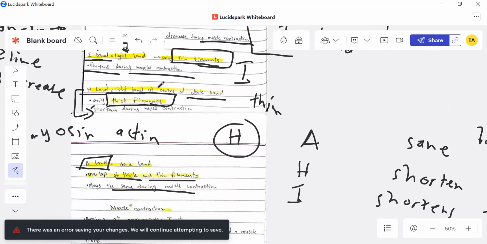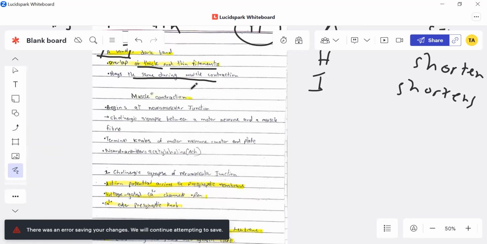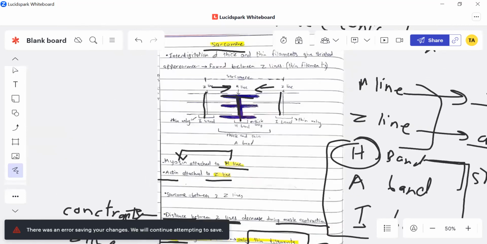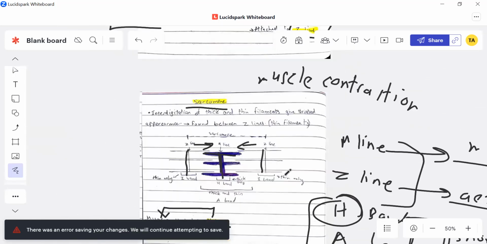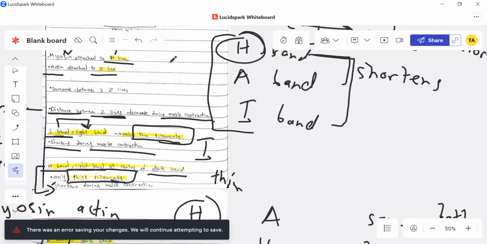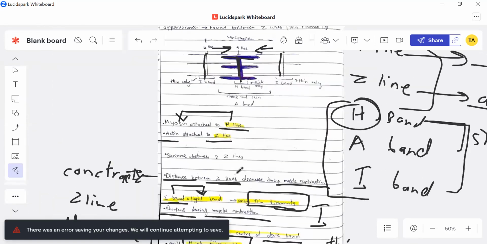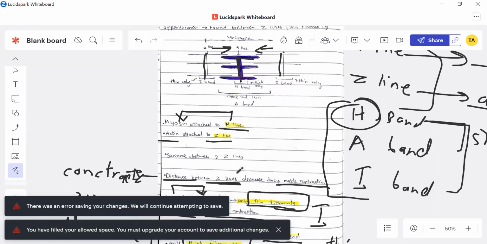So we'll start with muscle contraction in the next class. I think the time is over. So we'll talk more about muscle contraction in the next class. But for now, you should be very good with knowing what shortens during muscle contraction and which band has which type of filaments, which line has which type of filaments. Remember, the M line has myosin, the Z line has actin, all of that stuff.